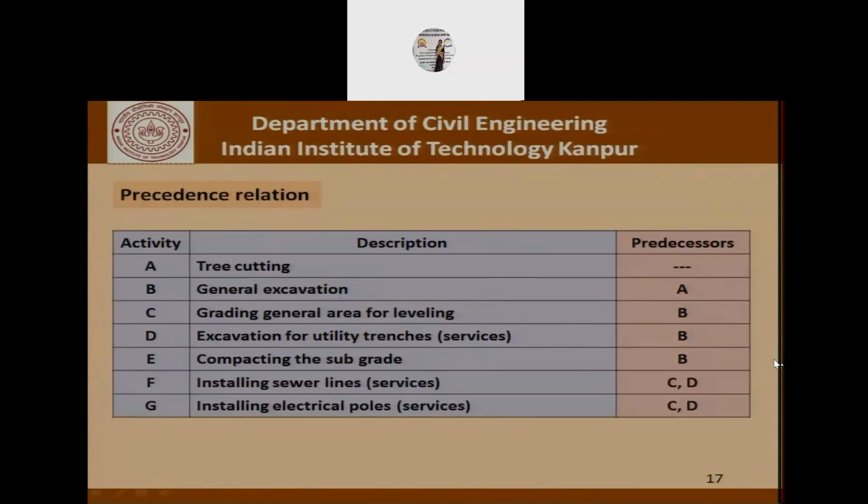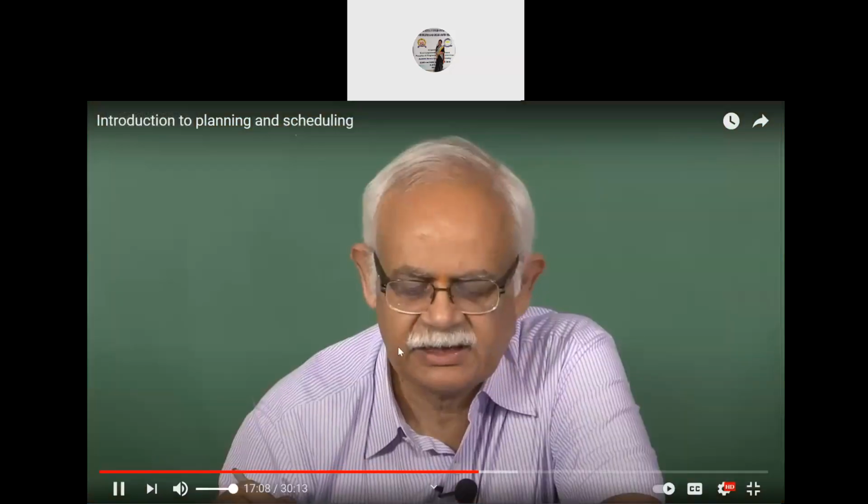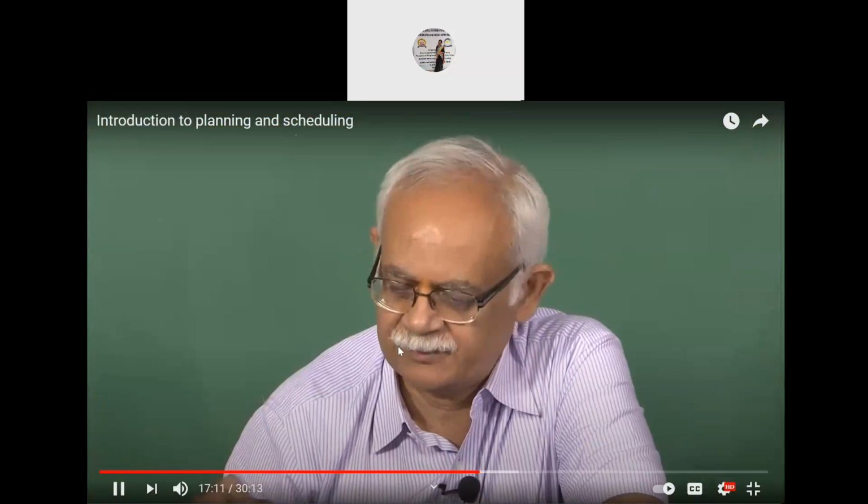So continuing further, activities F and G, which is installing sewer lines and installing electric poles, depend on C and D. That is, they depend on grading the general area for leveling and excavation for the utility trenches. Finally, the laying of pavement depends on E and F, that is, compaction of the subgrade and installation of the sewer lines, because very often the sewer lines actually run below the pavement. So only once you install the sewer lines can you complete the laying of the pavement.